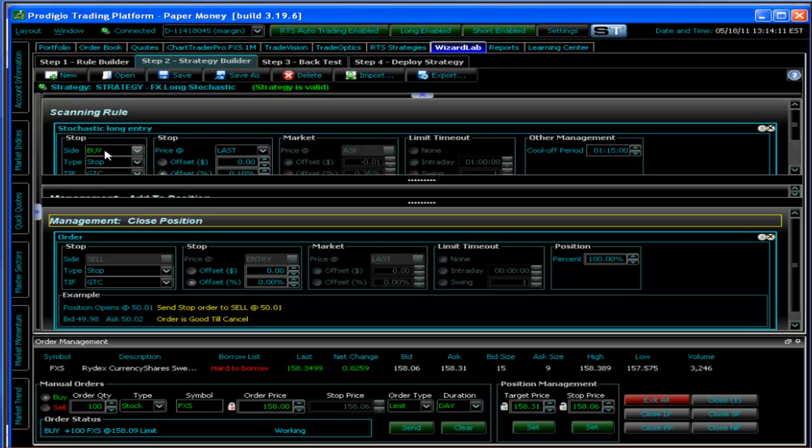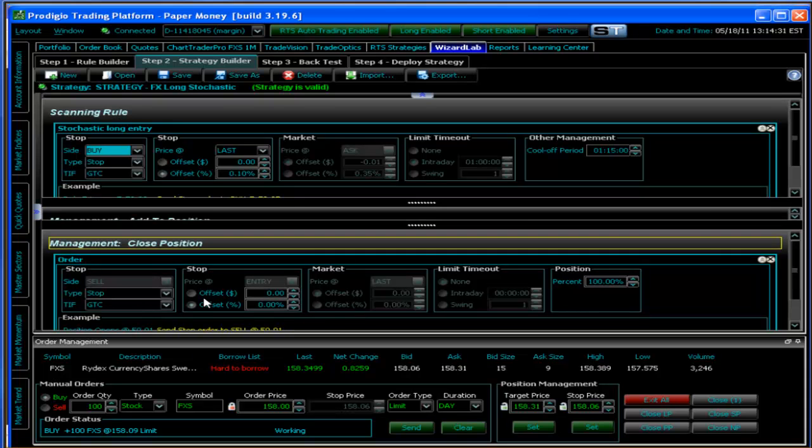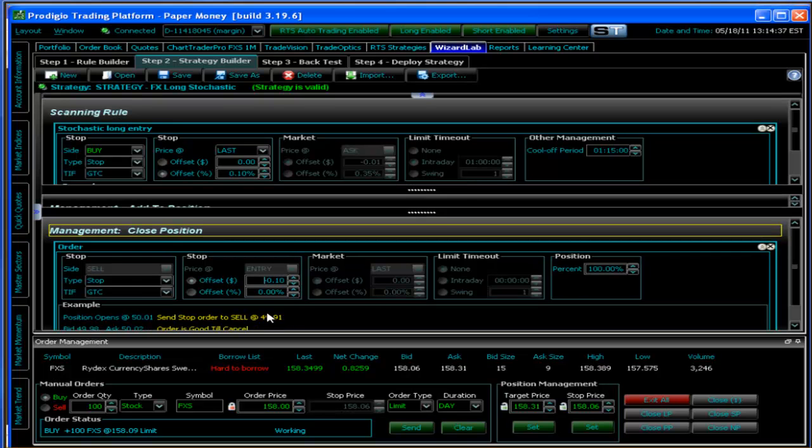So if I was running a long strategy to buy the stop on the stochastic long entry, in my management close position, if I have a stop order, that's always going to be tied to the opposite side. So if I change this to sell, that becomes buy. If I change this to buy, that becomes sell. And what we've done by limiting these sides, now a sell stop has to be negative.